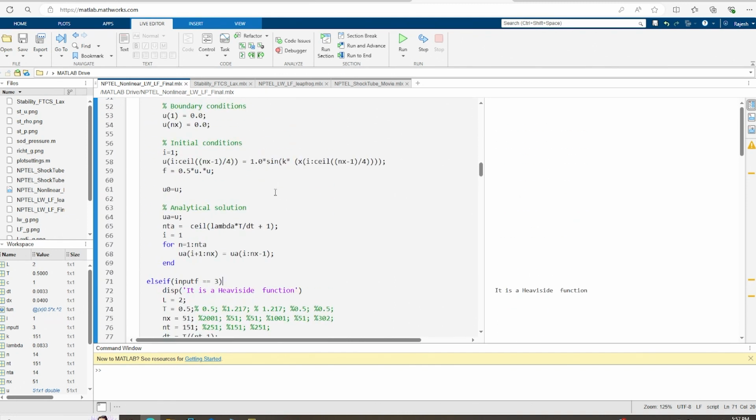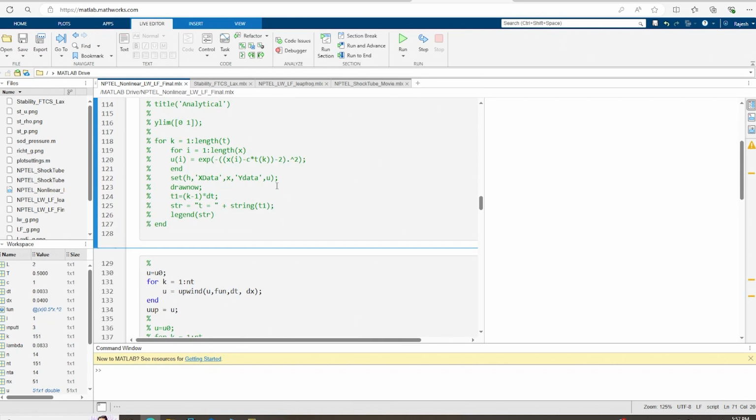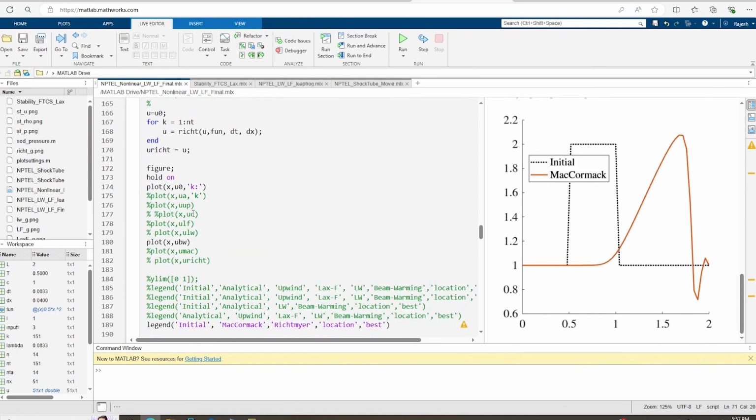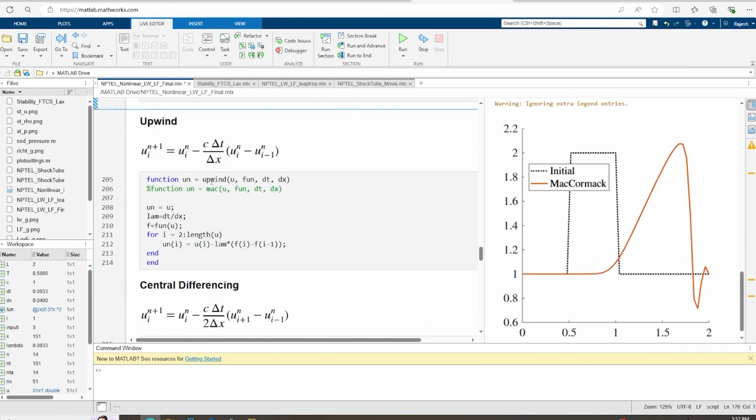We will start with the Heaviside function, or the step function, and see how they behave. We already know the initial condition, and I will start with the upwind scheme. Before that, I want to show you the code. Earlier I was calculating lambda equal to c dt by dx, and multiplying lambda into u i minus 1. That was my earlier code.